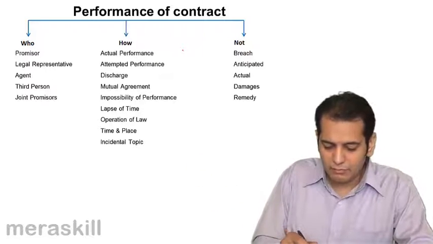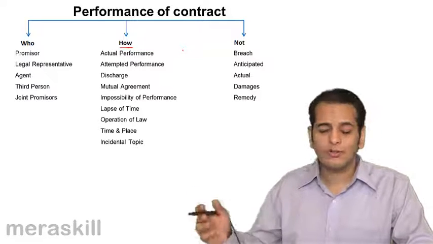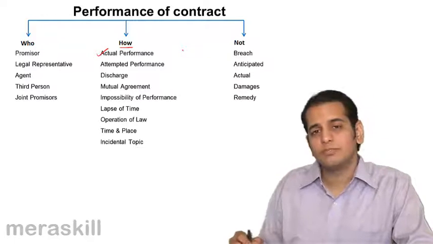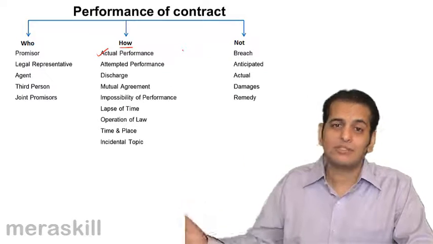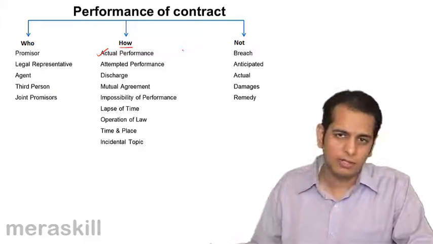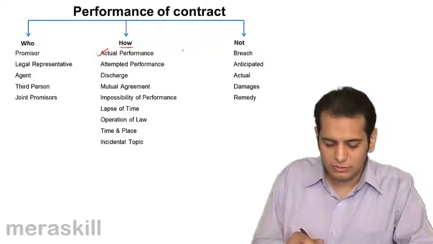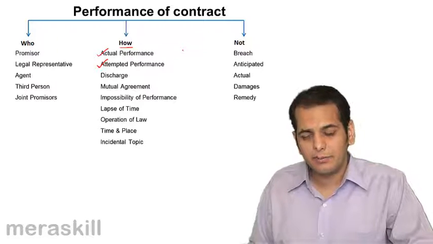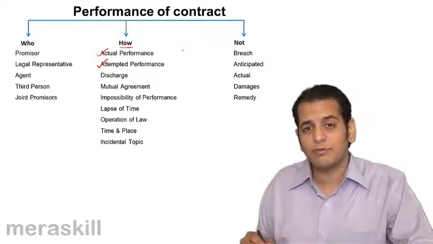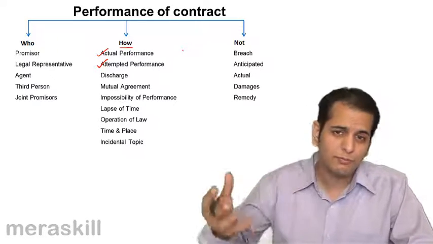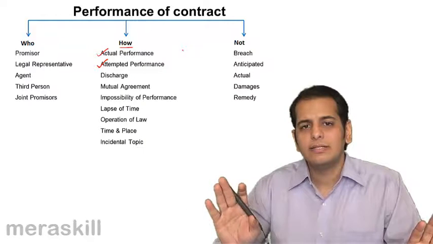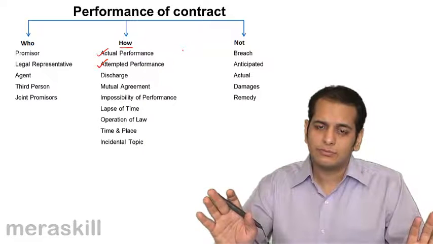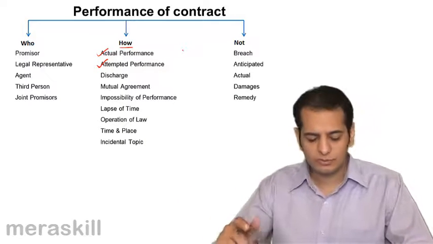Then we came to the topic how the contract needs to be performed. We studied what is actual performance. We said when the contract is actually performed, when the promise is honored, it is actual performance. Then we studied attempted performance. We said this is tender of performance. That is when you offer the performance and the promisee declines it, refuses it, rejects it. So it is good enough a performance.